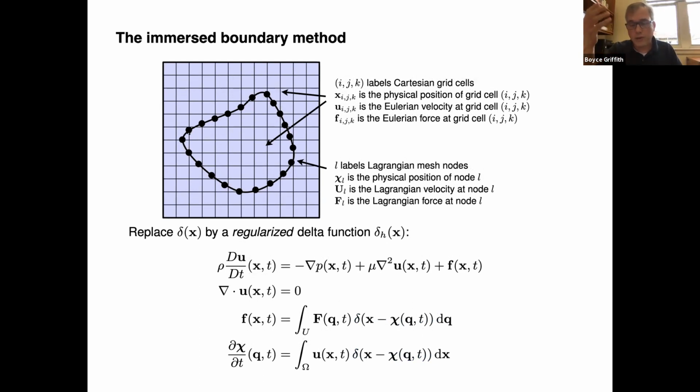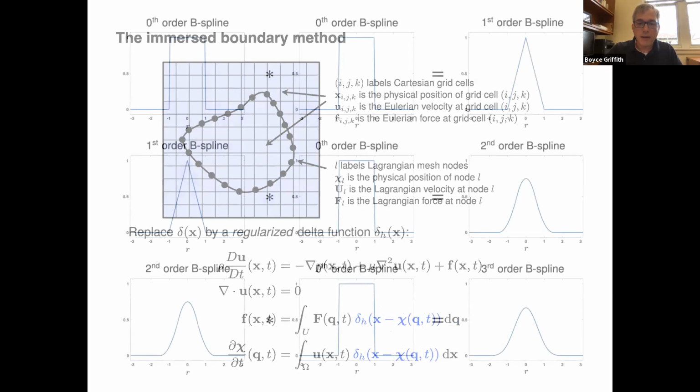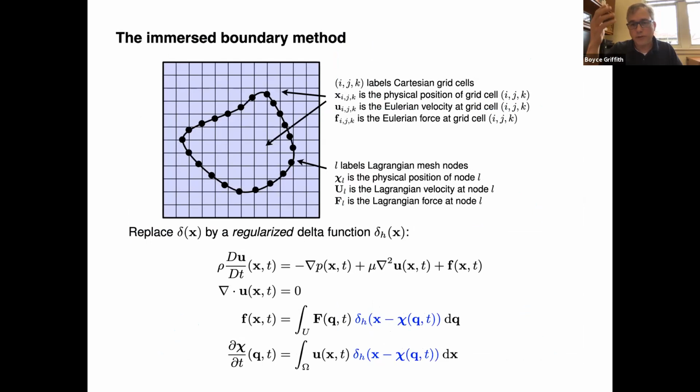And we're not going to attempt to make the discretization of the structure and the fluid conformal. Instead, what we're going to do is replace the singular delta function with a regularized version of the delta function, and that's going to allow us to avoid constructing body conforming grids.